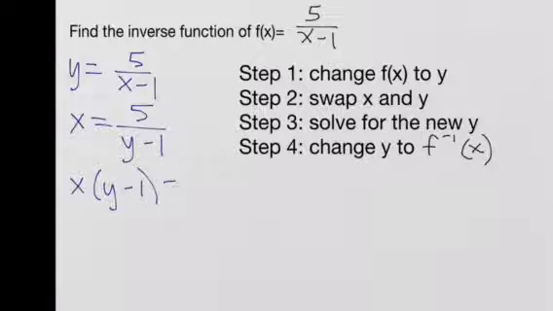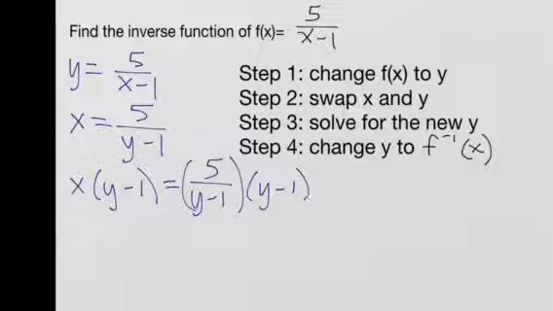So I multiply the left hand side by y minus 1. I multiply the right hand side by y minus 1. When I do it to one side, I have to do it to the other. My y minus 1's cancel on the right hand side. On the left hand side, I have x times y minus 1 equals 5. Again, I'm trying to solve for y. My y is stuck inside this parentheses. We want to be able to get it by itself.